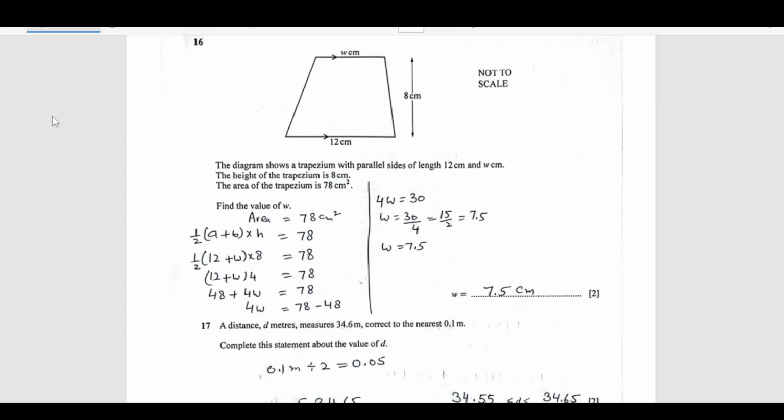Question number 16, we have this trapezium here. The diagram shows a trapezium with the parallel sides of length 12 centimeters and W. So, this is 12 and this is W. The height of the trapezium is 8 centimeters here. The area is 78. Find the value of W, right.